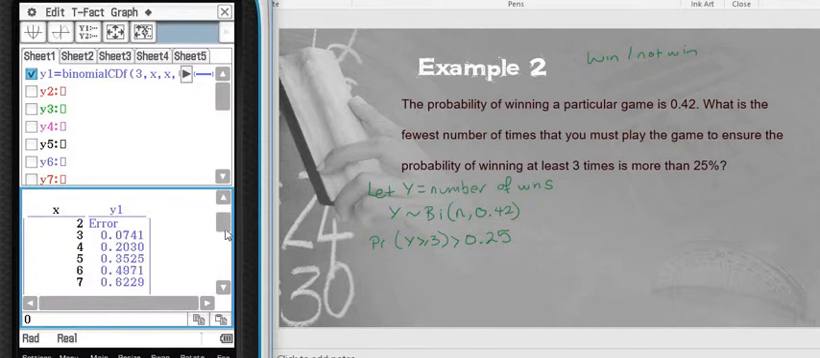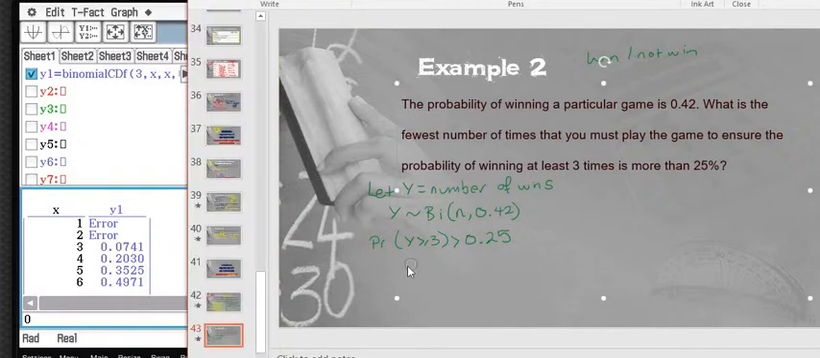Where is it bigger than 25% for the first time? So having a look here, for the first time at 4, it was 0.20. That's not above 25% here. But at 5, 0.35. This is the fewest, the smallest number of games to make sure the probability of winning at least 3 times is more than 25%. So I need the first time my percentage here is above 25%. So my final answer, therefore, is that n equals 5. And this is exactly the working out we would show.